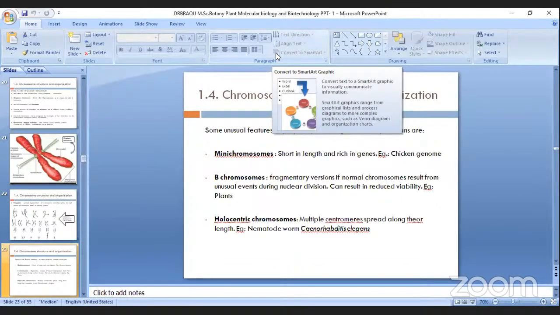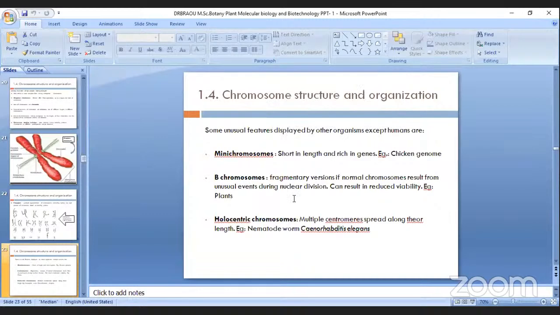So these are called B chromosomes. The fragmentary versions you see after the unusual events of nuclear division are called B chromosomes. You find them generally in plants.